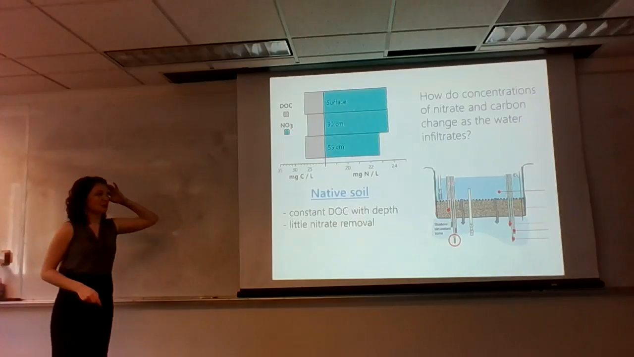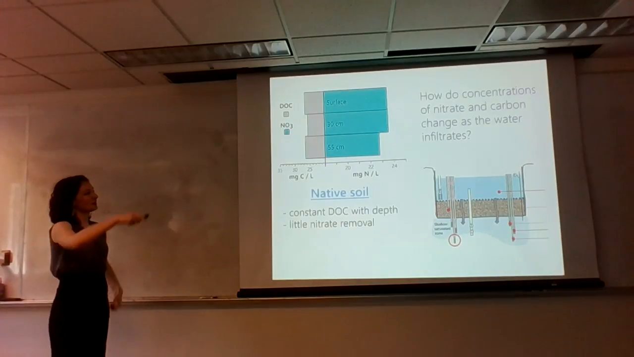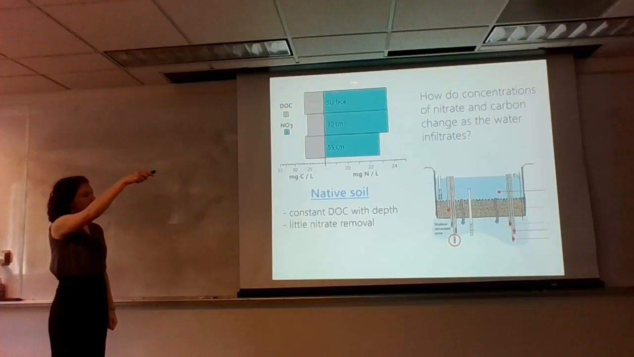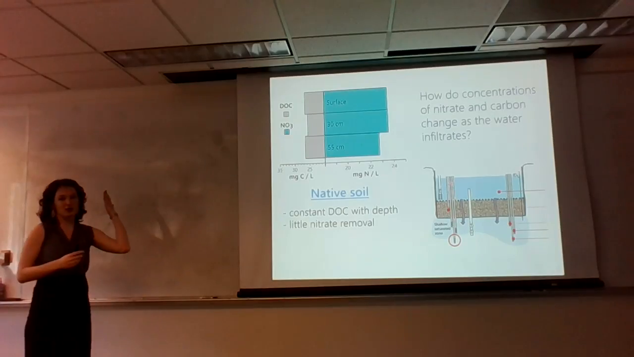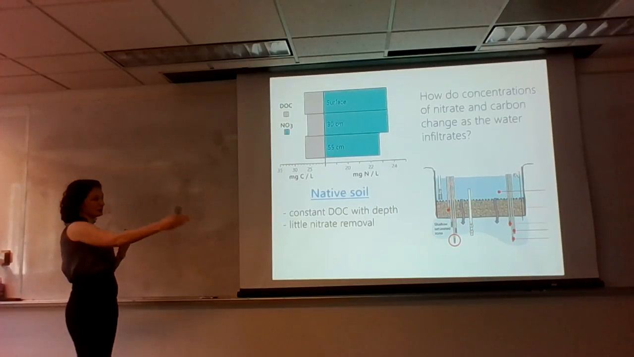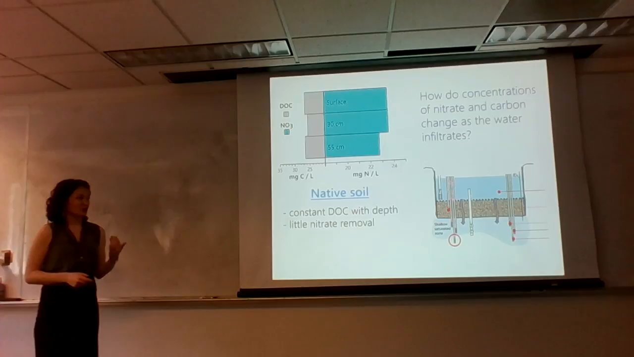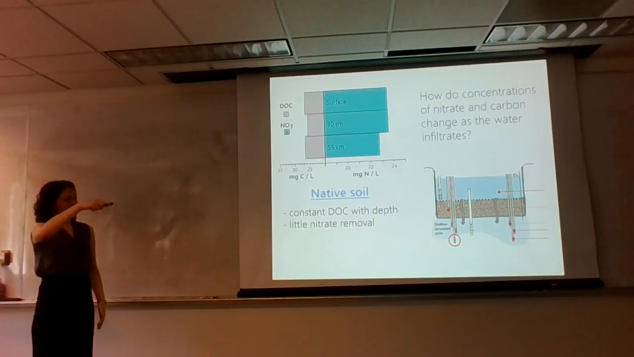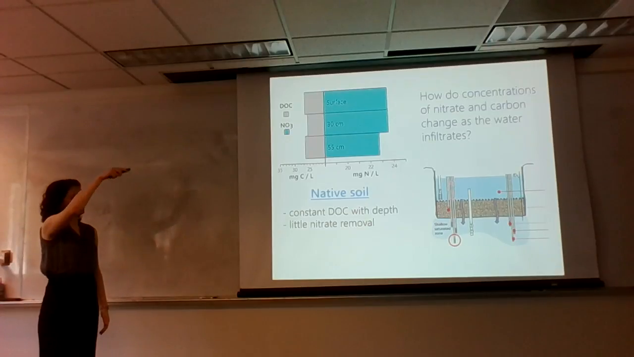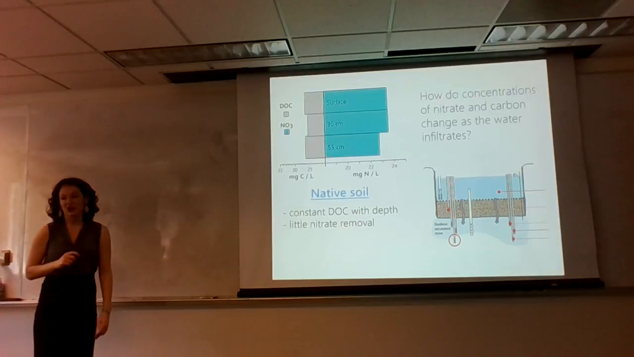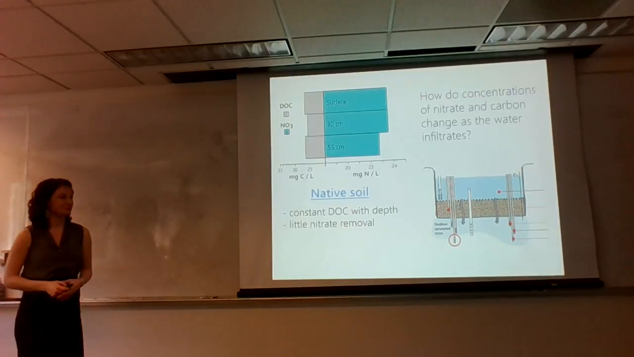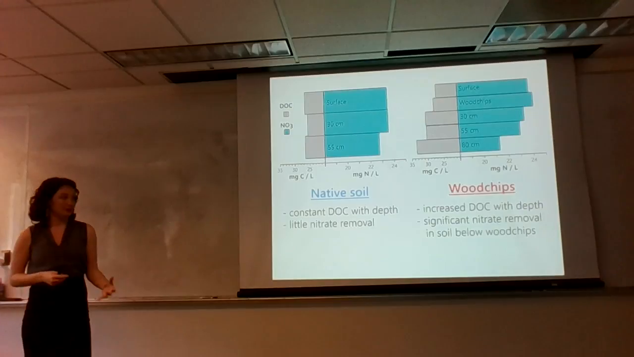So here's some data from the native soil experiments. This is showing data for the surface samples and then 2 samples from the subsurface. These gray bars coming out to the left is the concentration of dissolved organic carbon, and the teal bars going out to the right are concentrations of nitrate. Ultimately, there's not much change in dissolved organic carbon with depth, and there's only a very small amount of nitrate removal on average. Again, things look different below the wood chips.